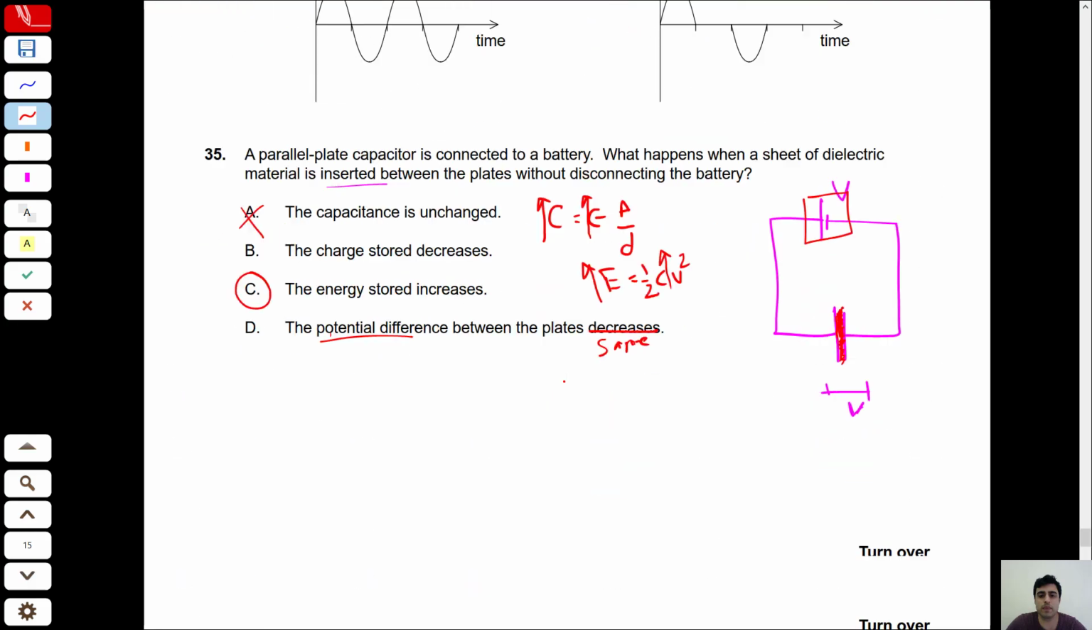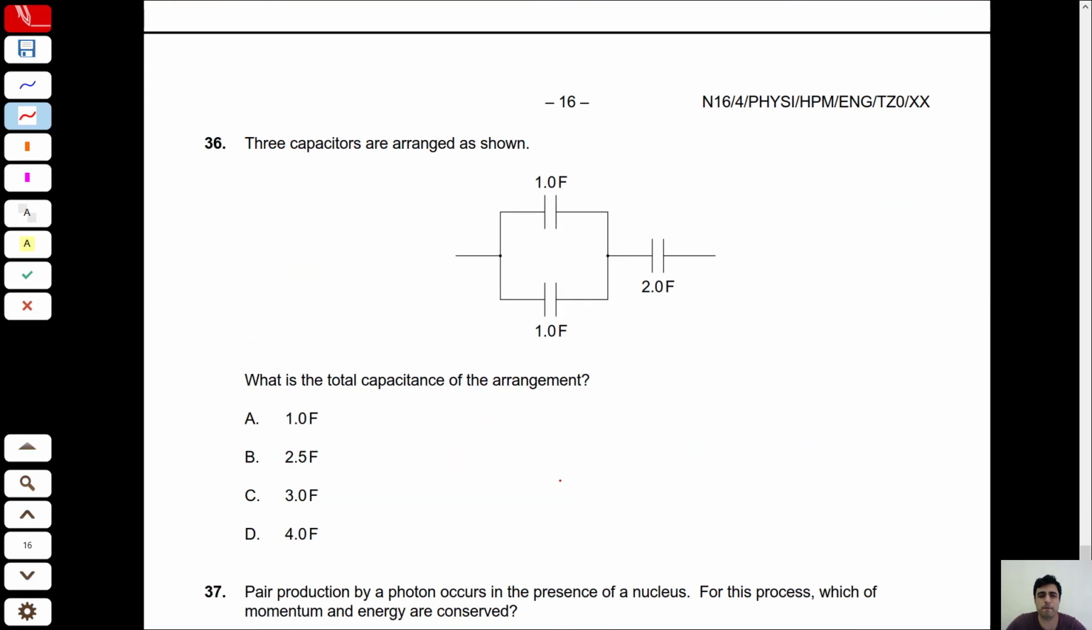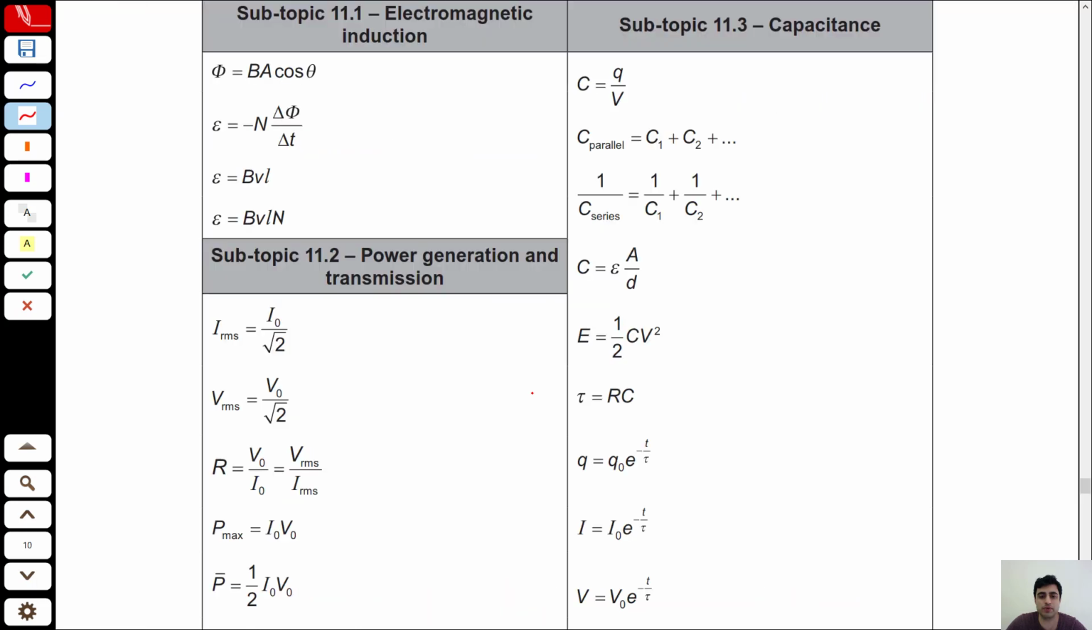Right. Three capacitors are arranged as shown. So two of them are in parallel, one of them in series. What is the total capacitance of the arrangement? So these are the two formulas. For the arrangement of the capacitors, the overall capacitance follows exactly the reverse order of the resistances. In resistances, in parallel we divide, and in series we add. So in capacitance, they happen the opposite way around.